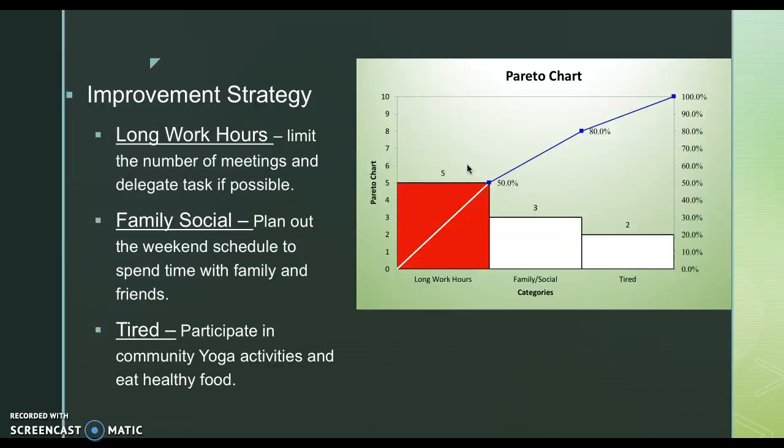And for the tired category, I decided to participate in community yoga activities and also eat healthy food. This will help me be more active and less tired. So out of these improvement strategies, my next goal for the final presentation will be to present the data after the improvement strategies are applied and see if we are able to see any improvements based off these initiatives that I have taken.